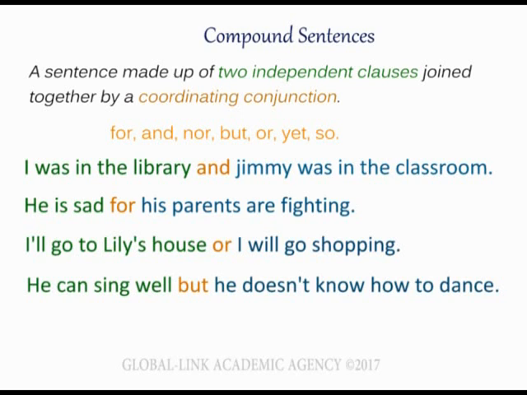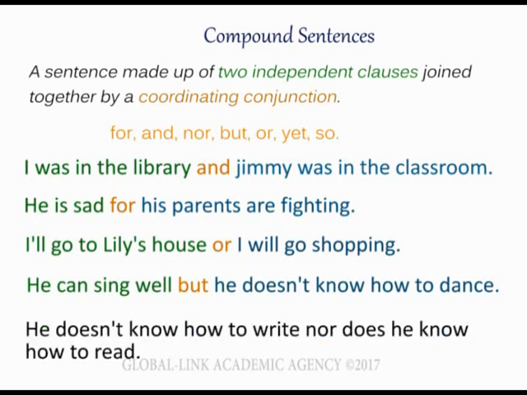The last one, he doesn't know how to write, nor does he know how to read. The two independent clauses are he doesn't know how to write and does he know how to read. Our conjunction is nor. Using nor is quite complicated because it doesn't follow the normal statement pattern. We use nor when the first sentence is in negative form. The second one resembles an interrogative sentence.